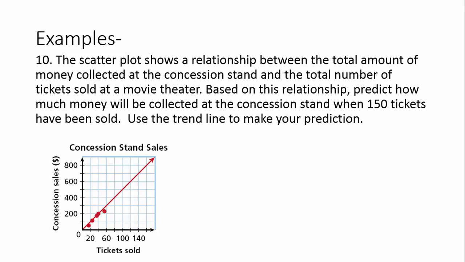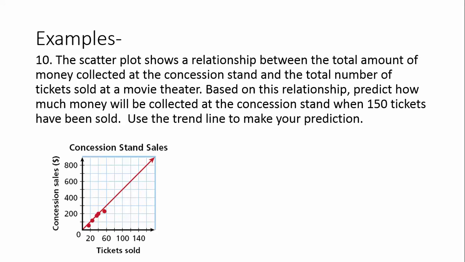Scatter plots are also helpful because you can use a scatter plot to help predict what might happen in the future. So here you can see we have concession stand sales where we have the number of tickets sold and how much money the concessions make. So again, this is a case of positive correlation, which you should expect because as more tickets are sold, more people are there to purchase those concessions, so your sales also go up.